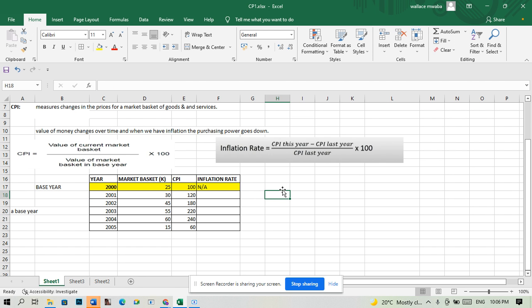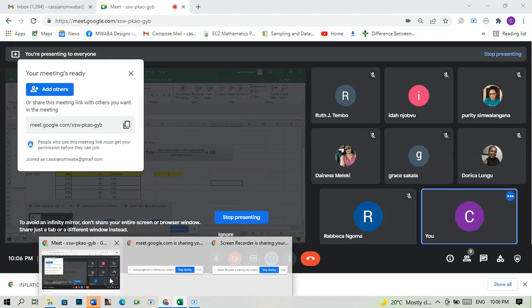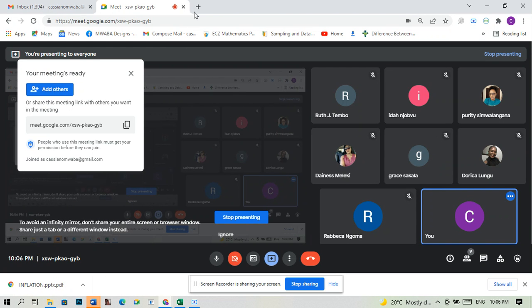So we're going to say the CPI of this year, 2001, so that's 120, minus the CPI of the previous year, that's 100, and then we'll divide that by 100. Let me just use the board to illustrate it better, and I'll be putting the answers in there.